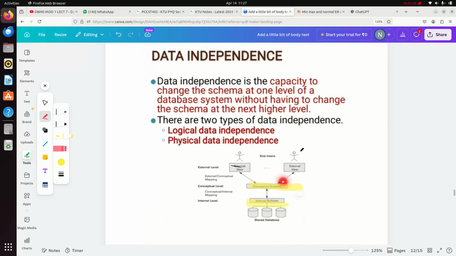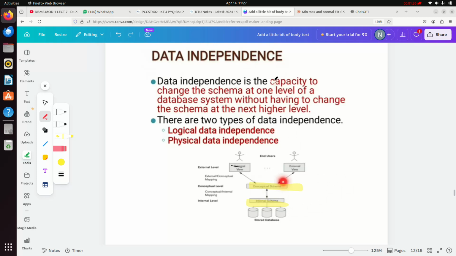So data independence is a capacity in which you can change either the conceptual schema or the internal schema without affecting the one which is higher. That means without having to change the schema at the higher level. If I change the internal schema, the conceptual schema would not change. One schema changing doesn't affect the other schema. That is what it means.